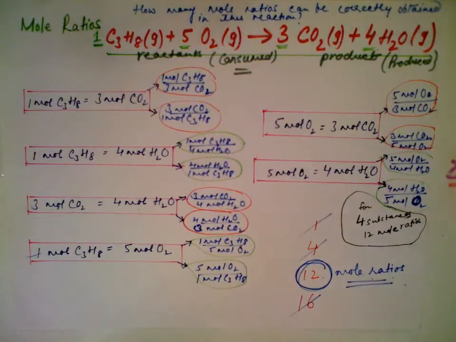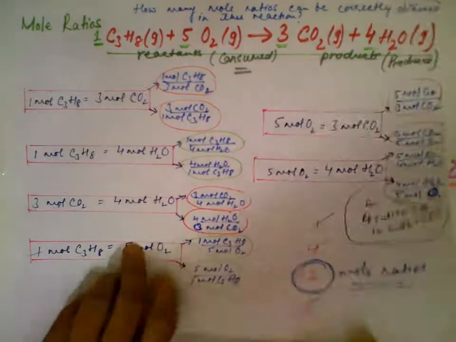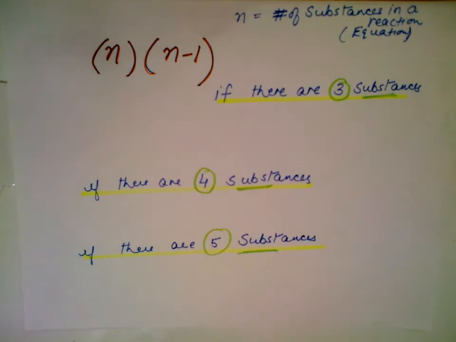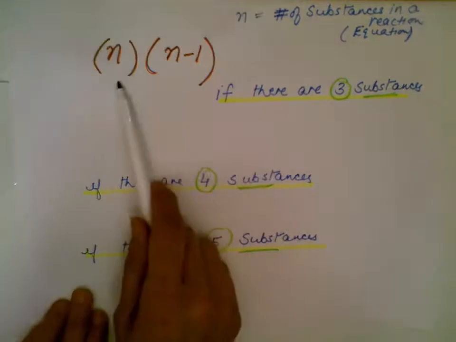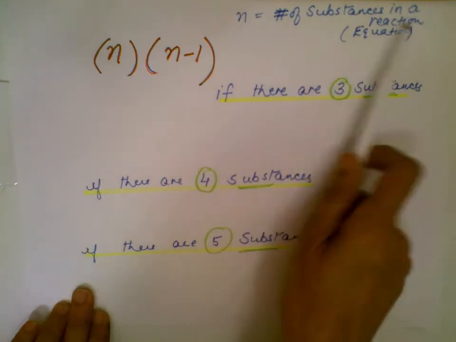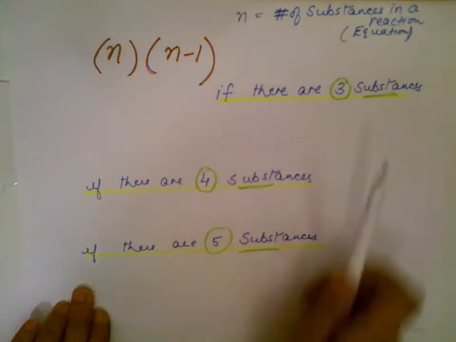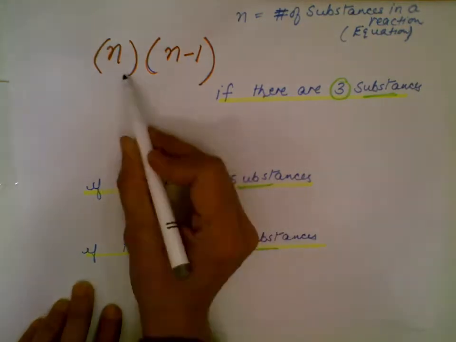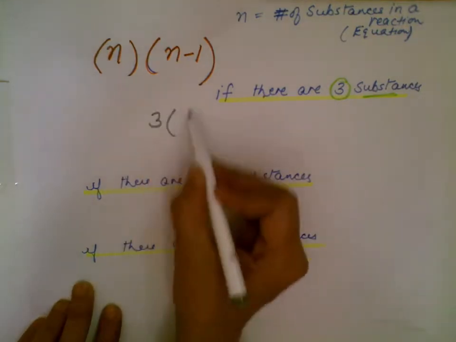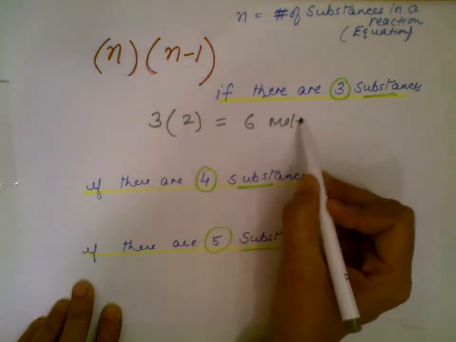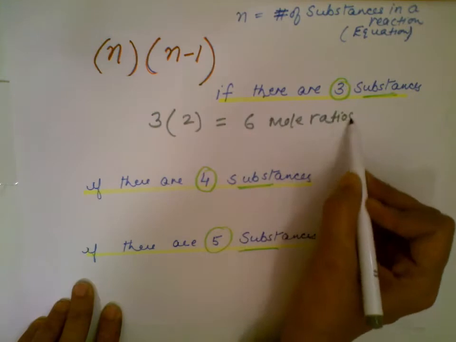Alright, so here is the formula, guys. The number of mole ratios you can write for a chemical reaction is n times n minus 1, where n stands for the number of substances in an equation. So if there are 3 substances, then your n is 3. 3 times 3 minus 1, which is 2, so 6 mole ratios are possible.